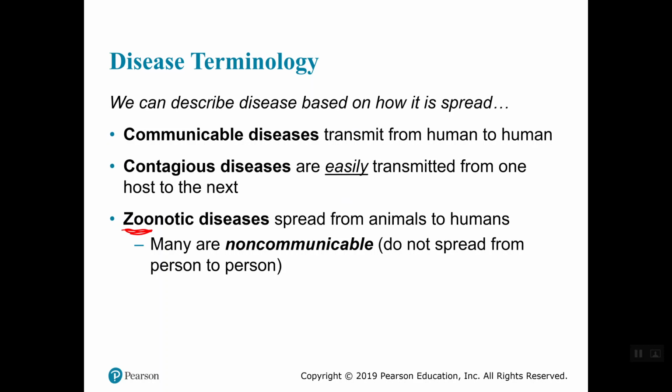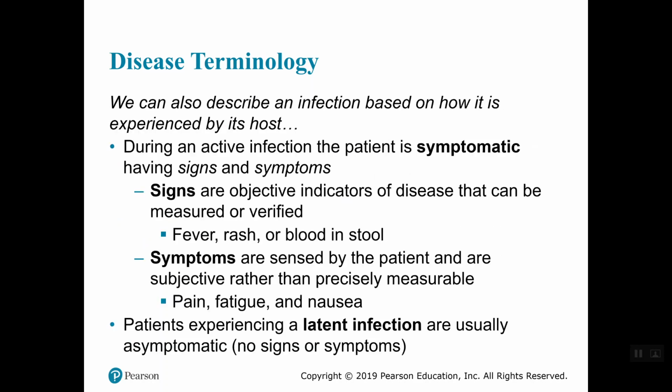Zoology is the study of animals. So many zoonotic diseases actually are non-communicable diseases, so they do not spread from person to person. An example of this would be Lyme disease. A tick bites a deer that's infected, and then that tick will bite a human and spread the Lyme disease to that human. But whoever's around that particular human is not going to get Lyme disease from just being around that human. So that is an example of a non-communicable disease.